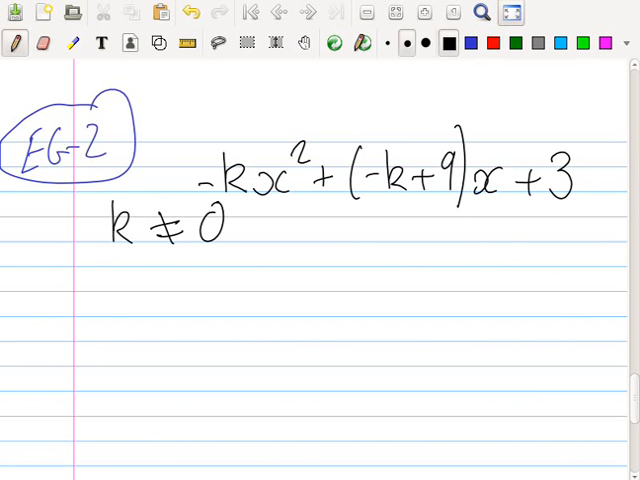Somebody tell us how. Well, what happens if k is 0? There's no quadratic. It's only linear.